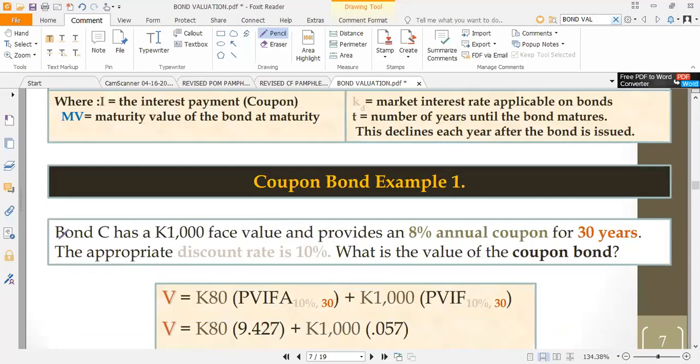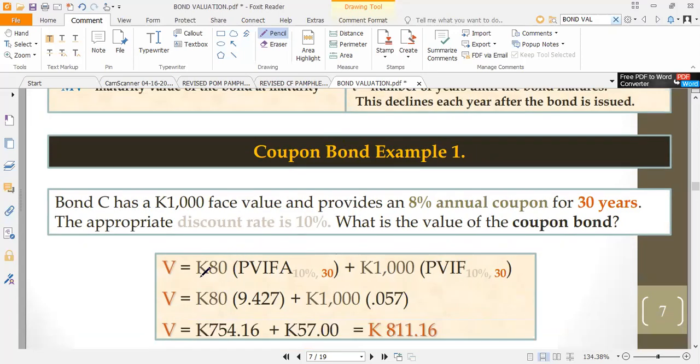So the face value, a coupon bond has 1,000 and provides 8% annual coupon for 30 years. The appropriate discount rate is 10%. What is the value of this bond? So how did we find the 80 here? It's 8% of the face value, which is 1,000, to get 80. Then using the present value annuity factor, 10% under 30.